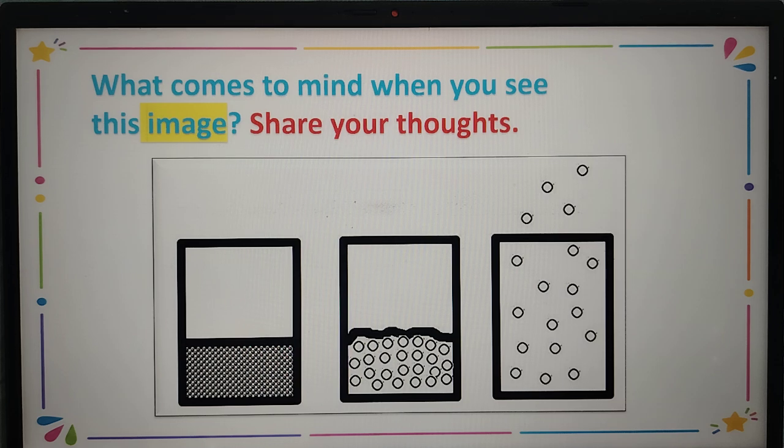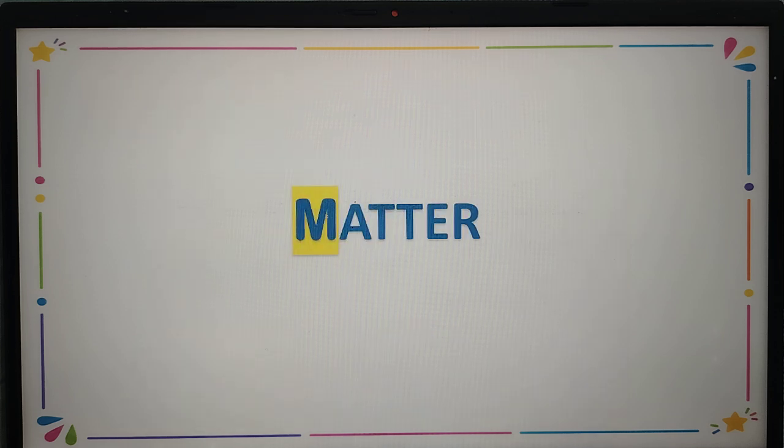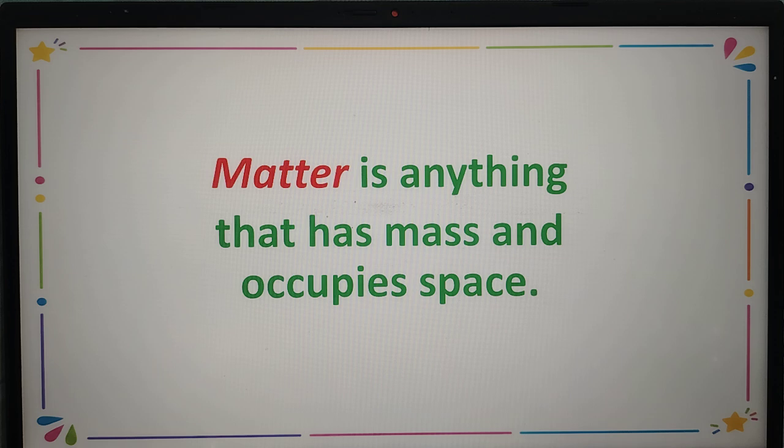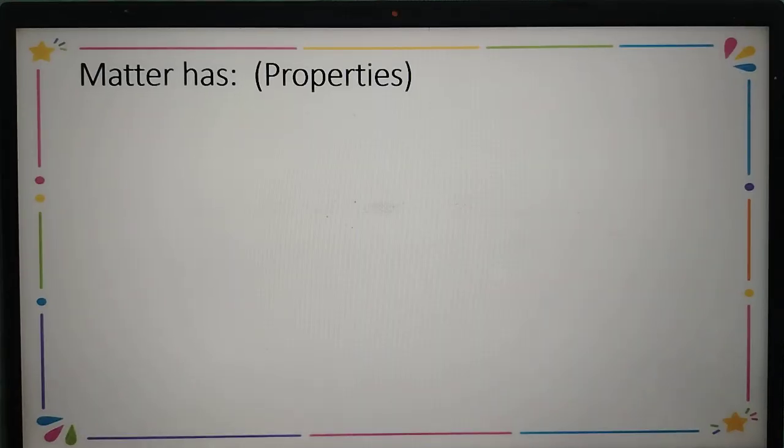What comes to mind when you see this image? Can you share your thoughts? When you see this image, you will always come to answer on the states of matter or simply matter. So what is matter? Matter is anything that has mass and occupies space. Okay, don't forget.